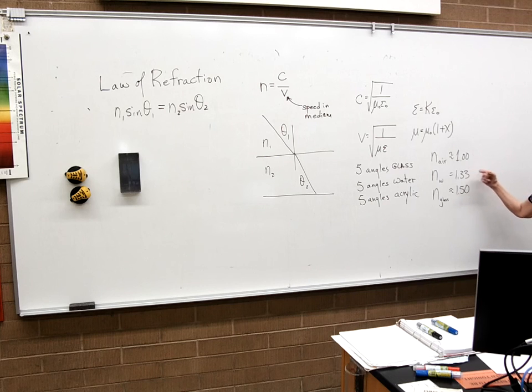The refractive index of water, if it's pure, is 1.33. And glasses can vary, and so can acrylics, but it's around 1.5.